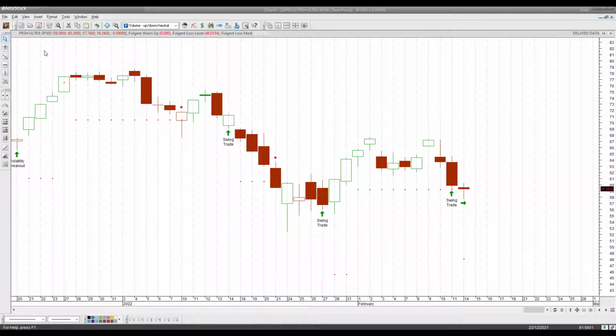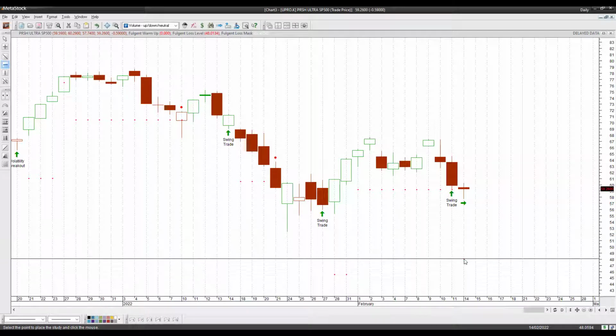That's the 3-time leveraged ETF for the S&P 500. Also a very wide stop loss here. You can obviously see it's accommodating that very wide volatility there. And we've got a swing trade set up here. The last one worked out beautifully.